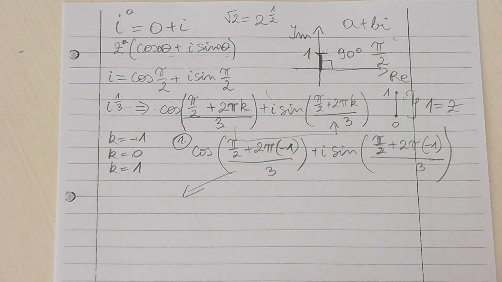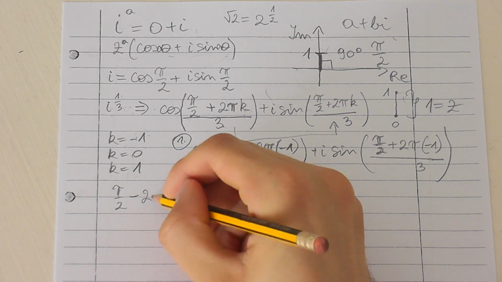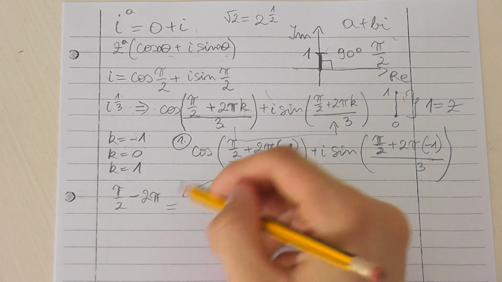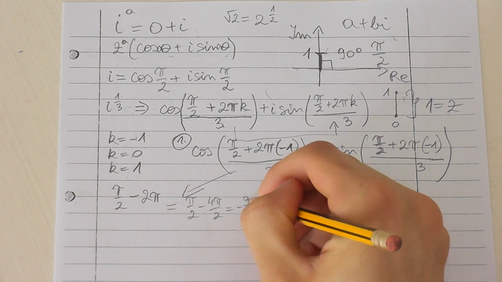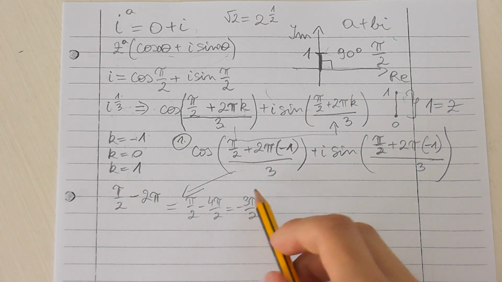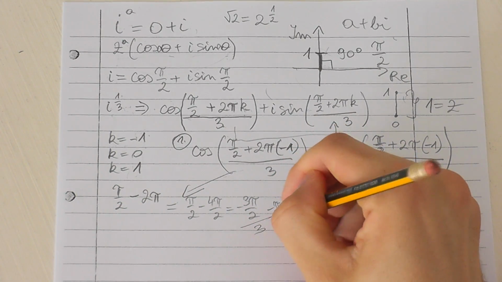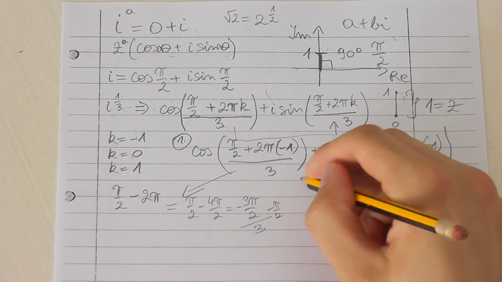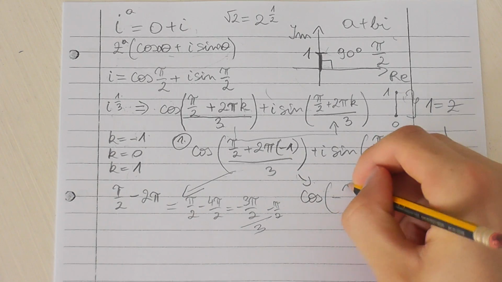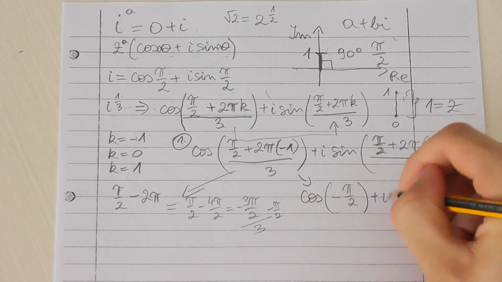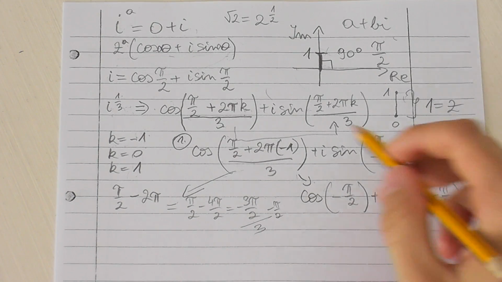Now, let's isolate this for a moment. Can you see this? Yes. Pi over 2 minus 2 pi is equivalent to pi over 2 minus 4 pi over 2, which is of course minus 3 pi over 2. And when you divide minus 3 pi over 2 by 3, you get minus pi over 2. And so from this we find that the root that we're looking for is cosine of minus pi over 2 plus I sine of minus pi over 2. Right? These two are the same.